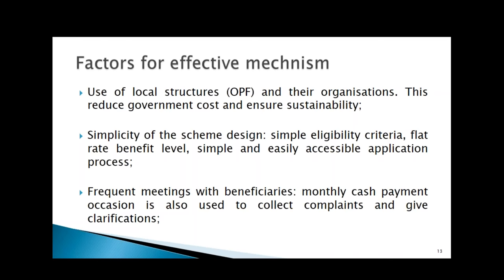For example, if the scheme had been means tested or otherwise complex, it would be different. Instead we have simple eligibility criteria, a flat rate benefit level of 20,000, which is around $9, and a simple and easily accessible application process. You have to go to your local leader. If you can't, you can send your representative. And if you don't have a credible representative, you can even send somebody to inform the local leader to come to you to register. So it is very simple.